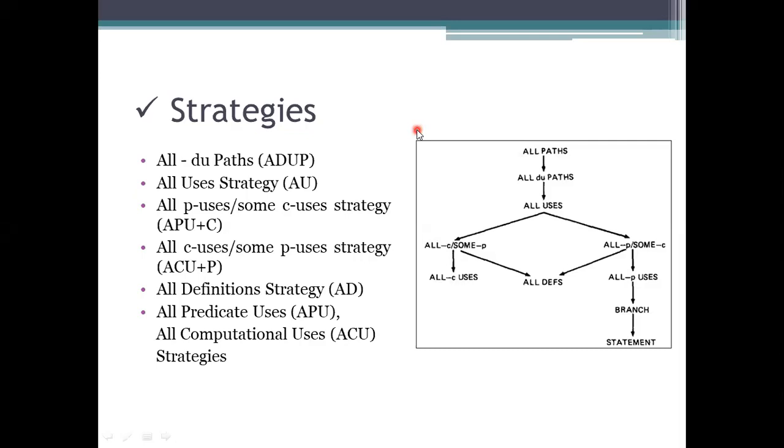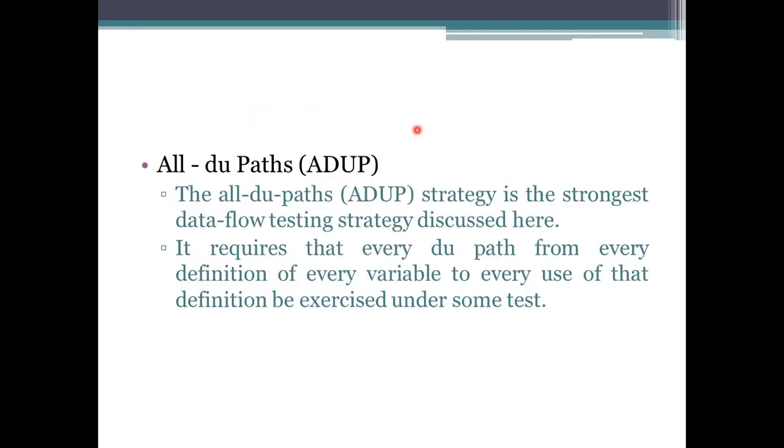And then the next one is the definition strategy. So we need to know about the definitions of the variables, where it has been defined, whether it is being redefined or not. All these things have to be studied. And then the last one, all the variables which are involved in either predicate or computation have to be known here. So these are the strategies we have, and we will see them one by one.